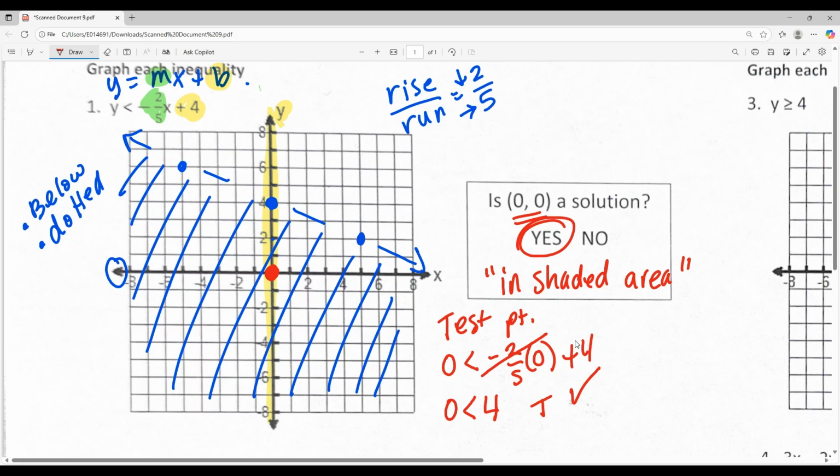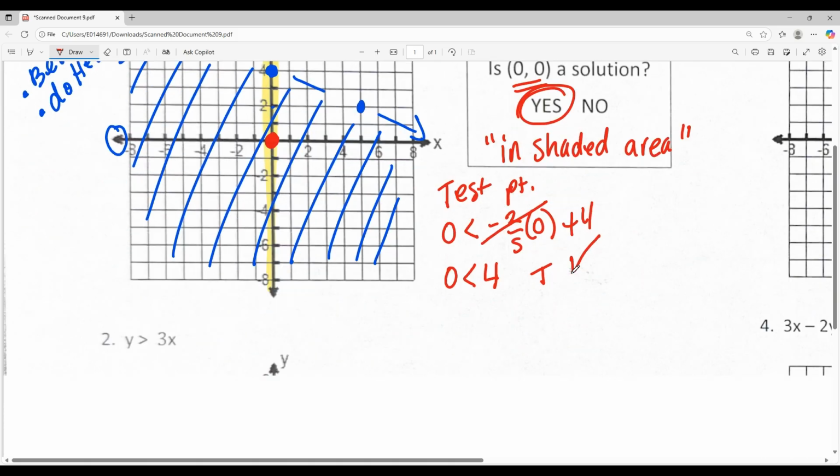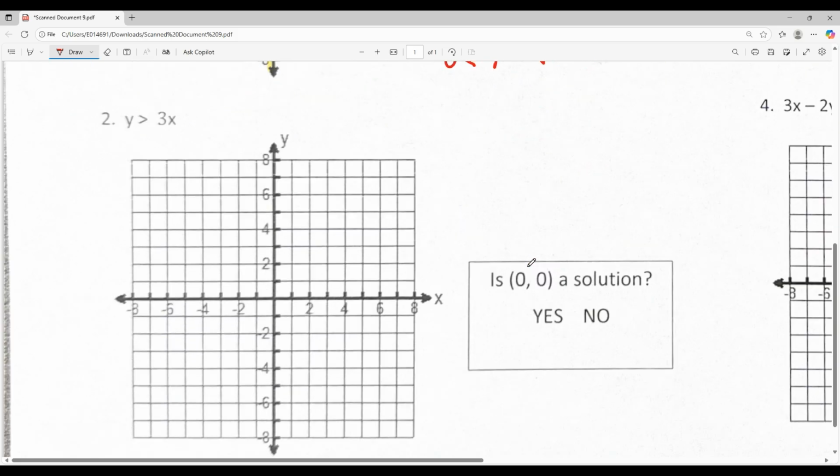Any questions? How do we feel about this? Pretty easy, right? Okay, we're going to go to number 2, which is below. Again, I want you to look. This is y equals mx plus b. There is an x value, so this is not horizontal.